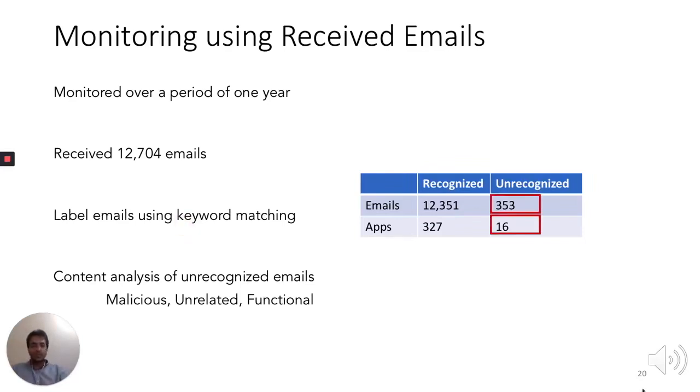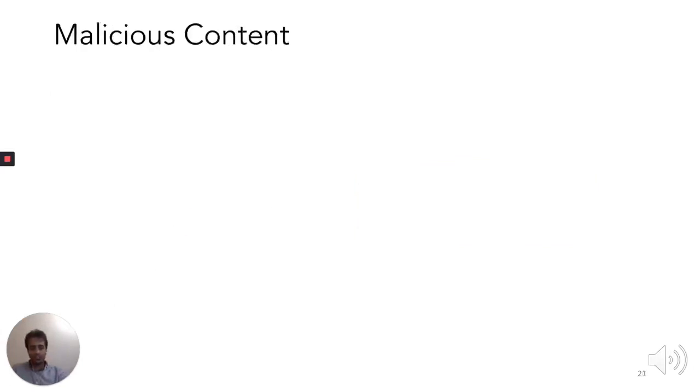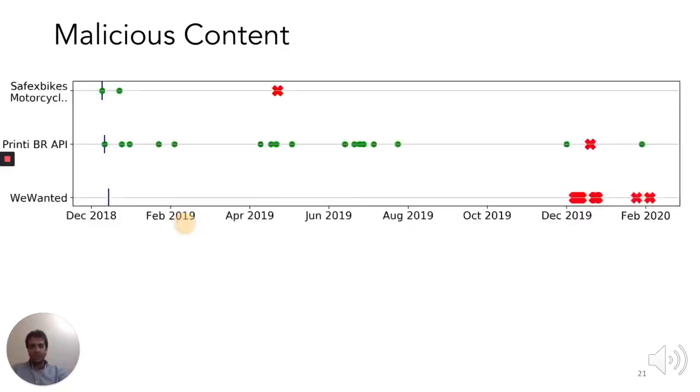To better understand the severity of misuse of our honey tokens, we manually analyzed the content of these 353 unrecognized emails. As I discuss next, we labeled each of these emails as either malicious, unrelated, or functional. We label an email as malicious if the content is clearly spam or a scam. The email accounts of honey tokens shared with three apps received malicious emails.